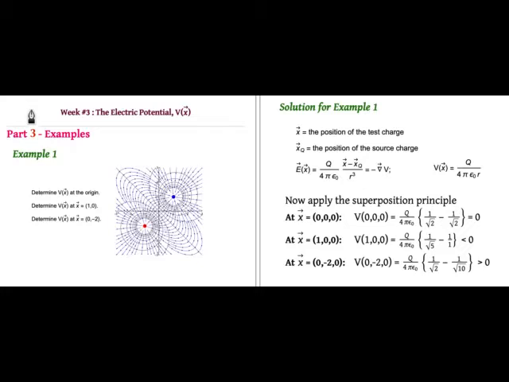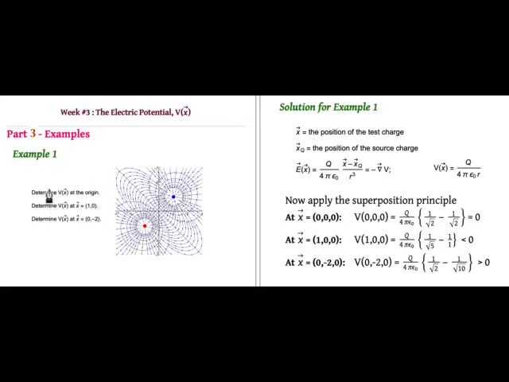Part three of the screencast for this week will be some examples of the electric potential. So here's the first example. You have a positive charge and a negative charge. And the electric field lines are shown, and also the contours of the electric potential.